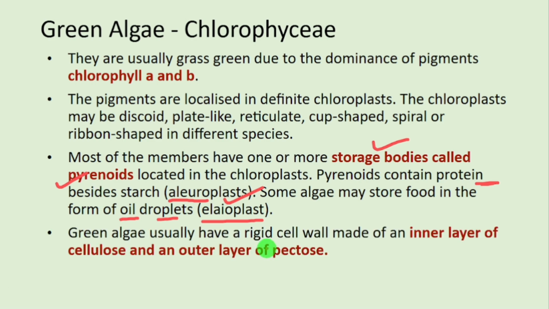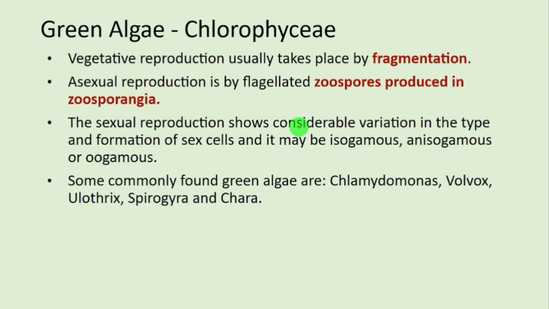Green algae usually have rigid cell wall made of an inner layer of cellulose and outer layer of pectose. This is also important point. Now with respect to reproduction, fragmentation is seen. This is vegetative reproduction. Asexual reproduction is by flagellated zoospores produced in zoosporangia. And sexual reproduction, it can be isogamous, anisogamous or oogamous. So these are the examples.